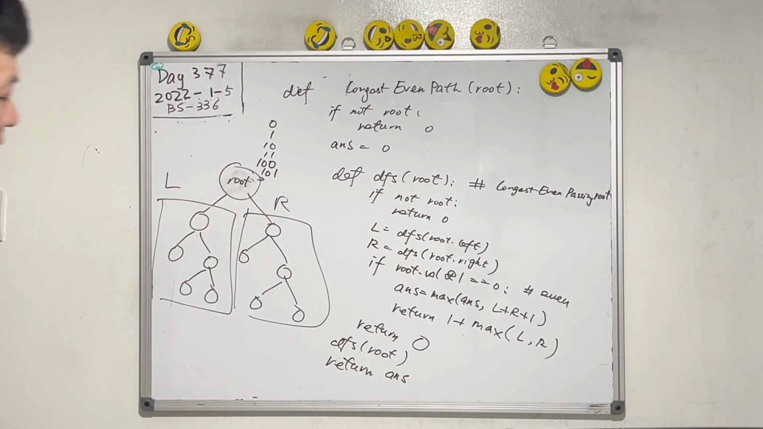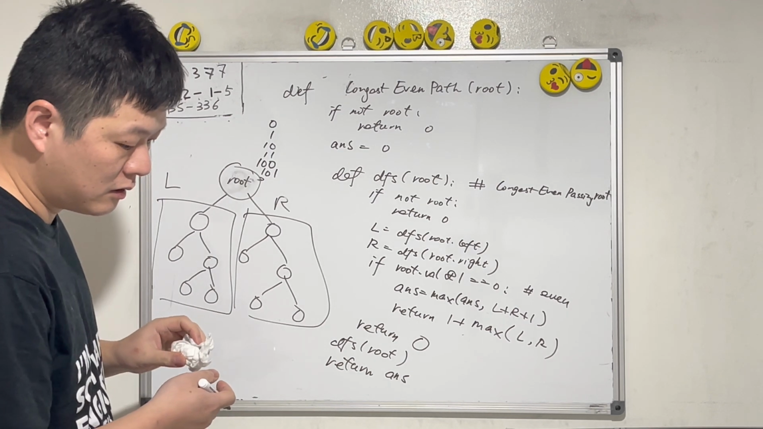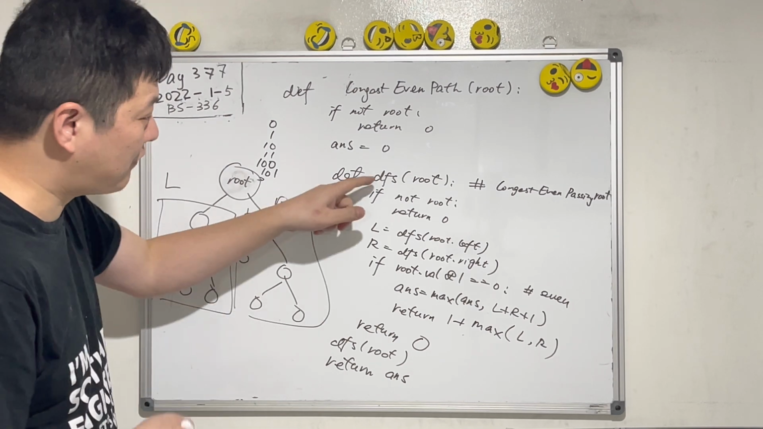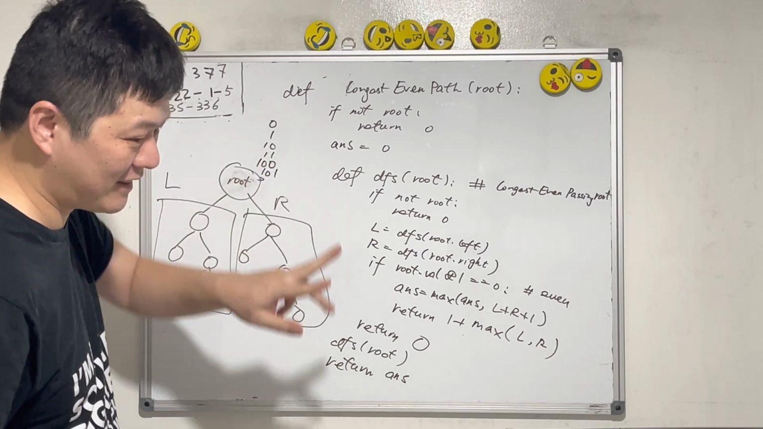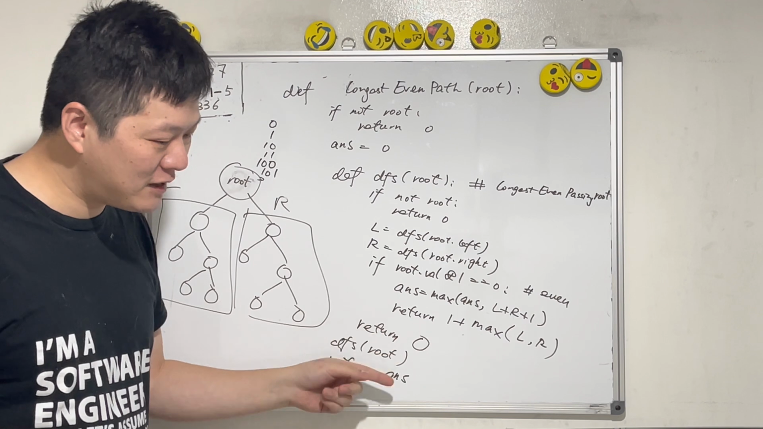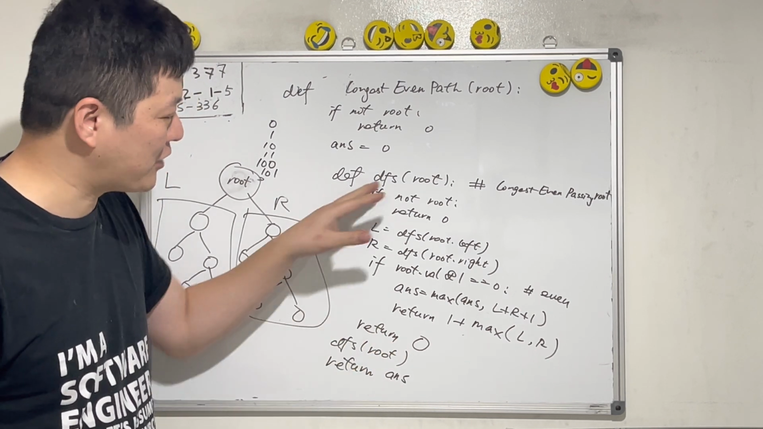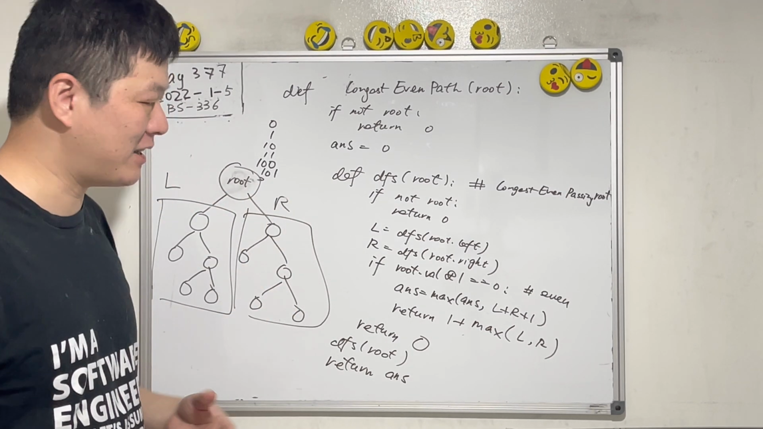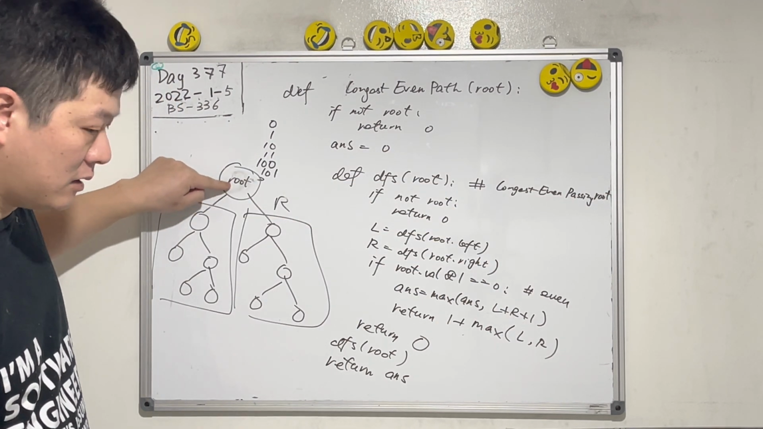What's this function returning? That's the first thing. And what are we setting this answer here? That's the second thing. Can you explain these two things? The function returns what value? The longest even path passing the root. What does it mean? Can you explain in your own words?